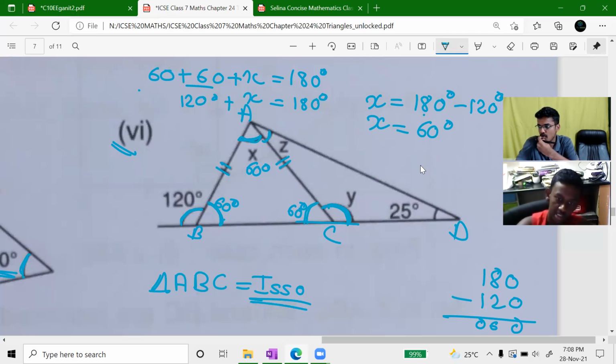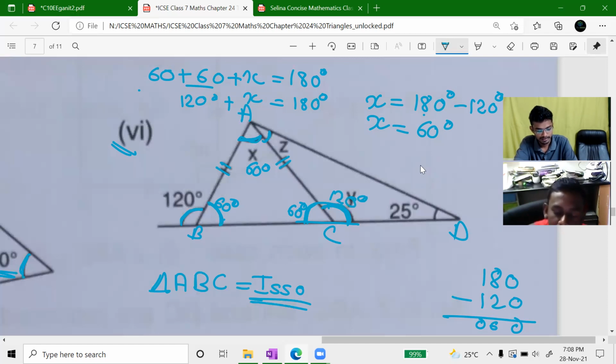So this is 60 degrees. What will be the total angle? 180 degrees. So simply what you have to do is 180 minus 60. 180 minus 60 is 120 degrees. So it will be 120 degrees.